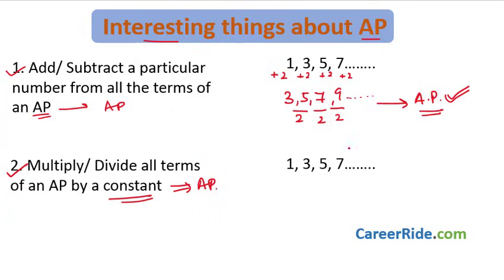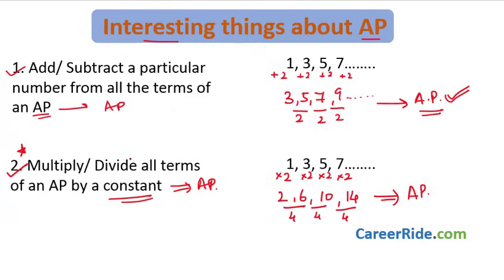Okay, again let's try to see this with the help of an example. Again I'm trying to multiply all the terms by 2. 2 multiplied by 2, multiplied by 2, multiplied by 2. What do I get here? 2, 6, 10, 14. Now for a series to be in AP, the common difference has to be the same throughout, right? So the common difference here is 4. Here also it is 4. Here also it is 4. So this proves that this series is also an AP, and whatever I have written here is correct.